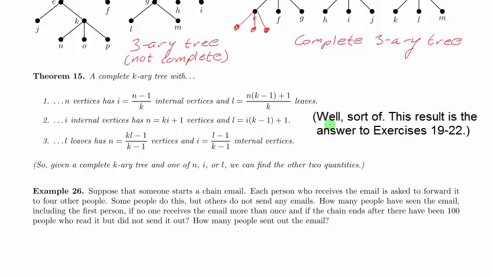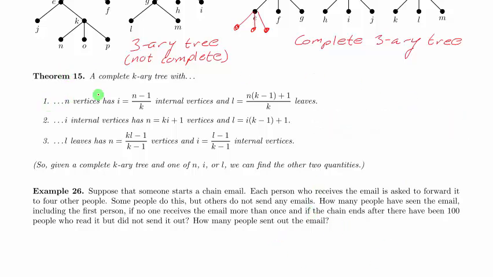Now, the book doesn't state this theorem, but just so we can do another example, let's go ahead and talk through this. If we have a complete k-ary tree with n vertices, then it's going to have (n minus 1) over k internal vertices and (n times (k minus 1) plus 1) all divided by k leaves. So we would know the k value. So that means as long as we know the number of vertices, then we can find how many internal vertices and how many leaves. So what the breakdown is between internal vertices versus leaves in that tree.